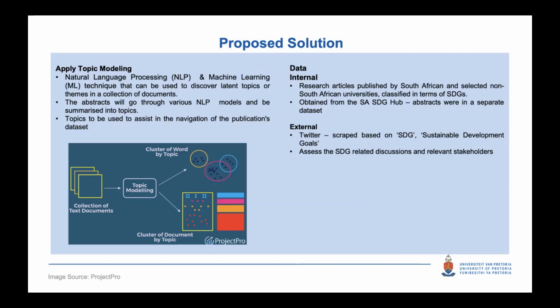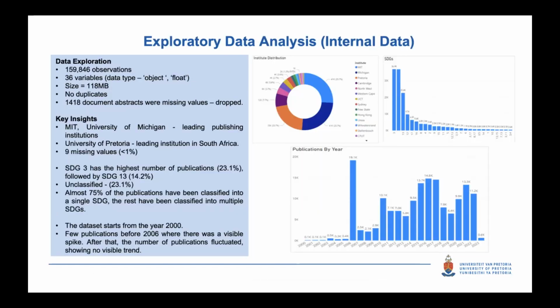In order to understand the data that we obtained, we performed some EDA. The visuals highlight the leading publishing institutions. There were 9 missing values, which is less than 1%. The next graph shows SDG 3 and SDG 13 with the highest number of publications. About 23.1% of publications were unclassified.